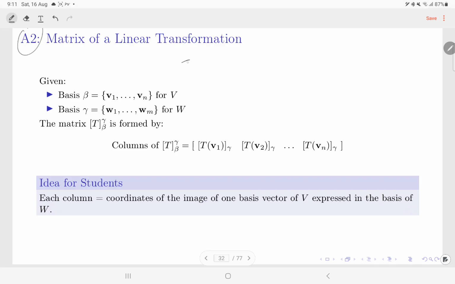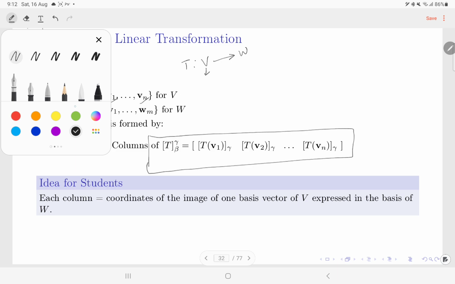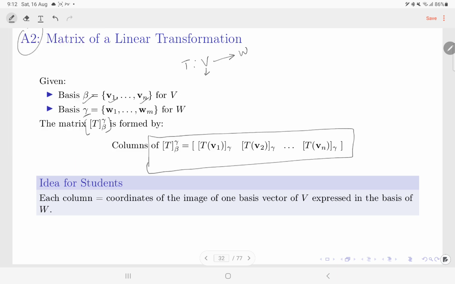So let's say a transformation is given from vector space V to W, and basis for V is beta, which is v1 to vn, and basis for W is given gamma, then how you can write a matrix of T with respect to basis beta and gamma. So this is the definition you must be familiar with, but how to use it or what it means, let's understand this with an example. Okay, and then you will appreciate it.